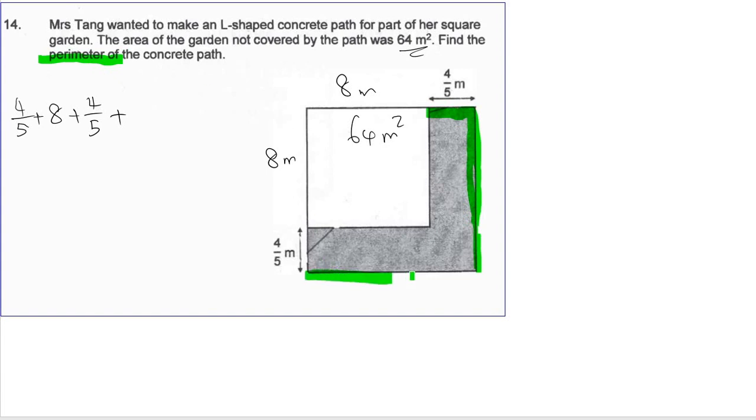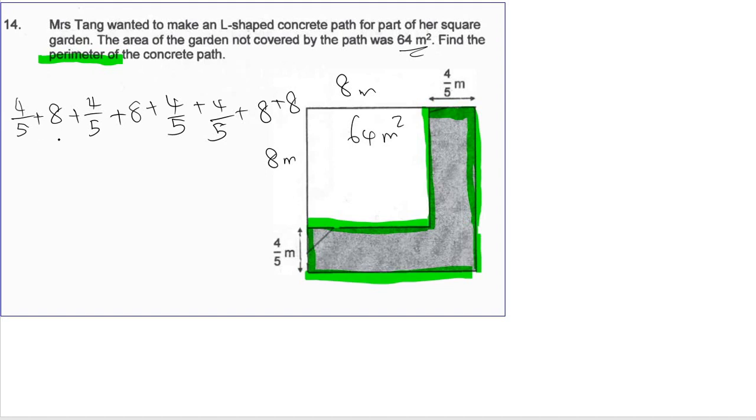This portion here is 8. Add 4 over 5. So I immediately write 8, add 4 over 5, and then add this portion. Here is 4 over 5. Add 4 over 5. And then this portion here is 8. Add 8. Then add this portion here. Add 8. It's not very confusing, right? Once I highlight everything, I know that I have added all of them.